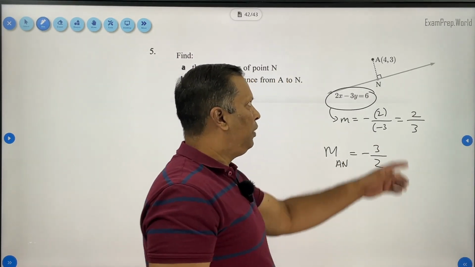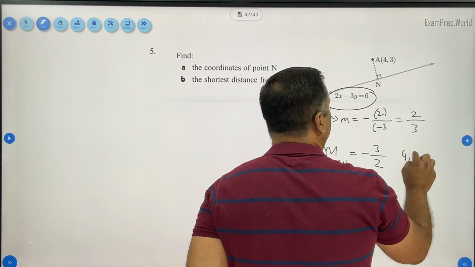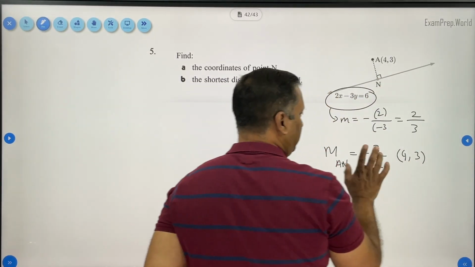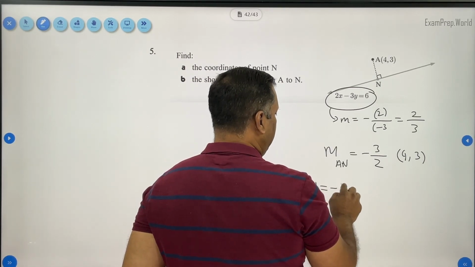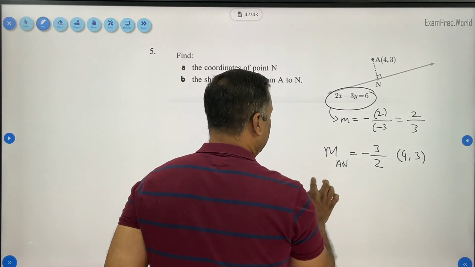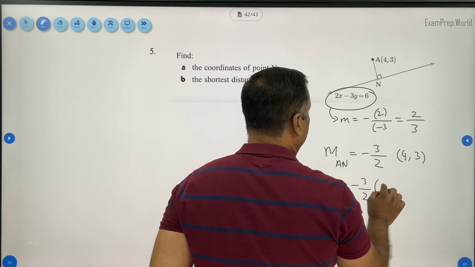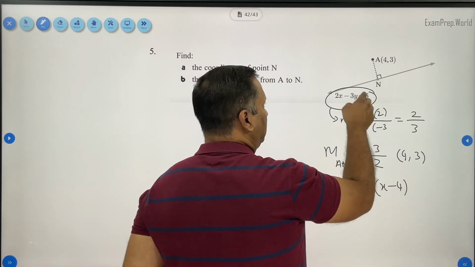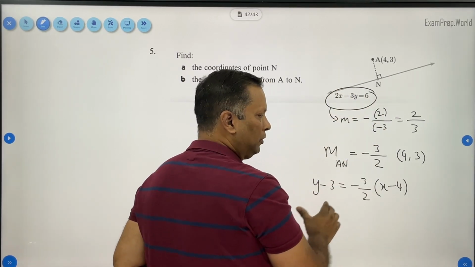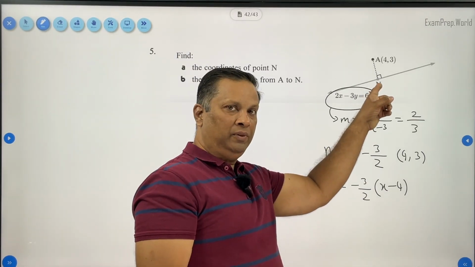And where is it passing from? It is passing through (4, 3). So the equation of this line will be y minus 3 equals negative 3 by 2 times (x minus 4). See, this line is in normal form. I will get this one also in normal form. Then we can find the point of intersection and we will get the coordinates of N.